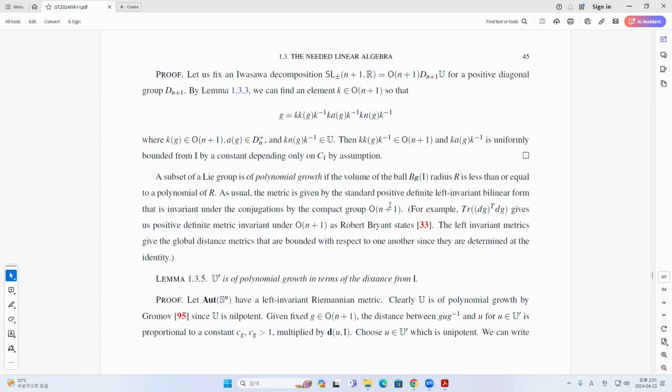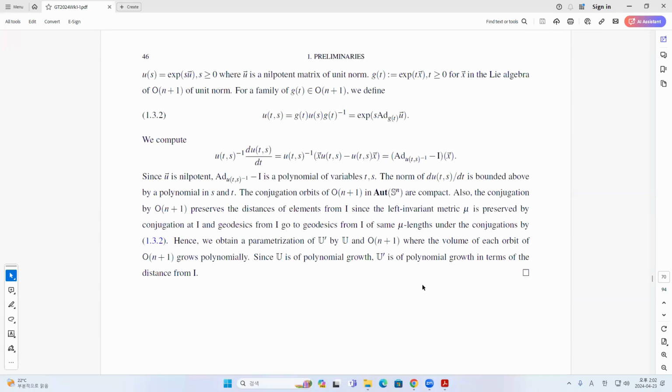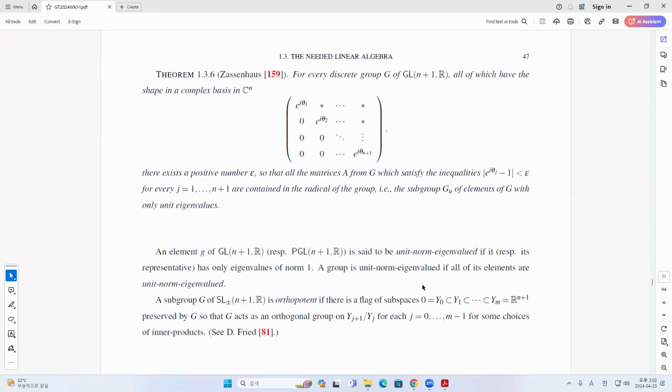The metric here is given by a standard left invariant bilinear form, and you can choose it to be invariant under conjugation by the compact group O(N+1) here, and so you can show that U prime has polynomial growth in the distance from the identity. I will not prove it here.